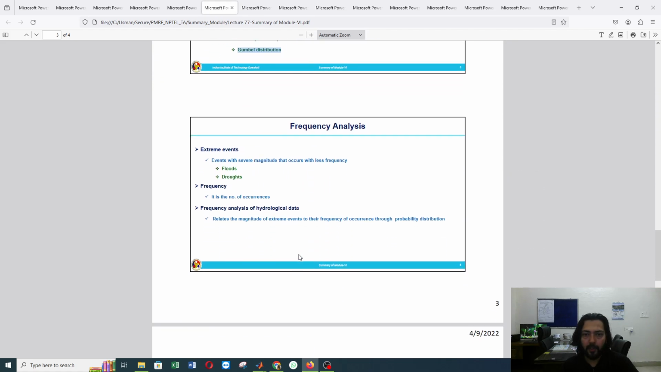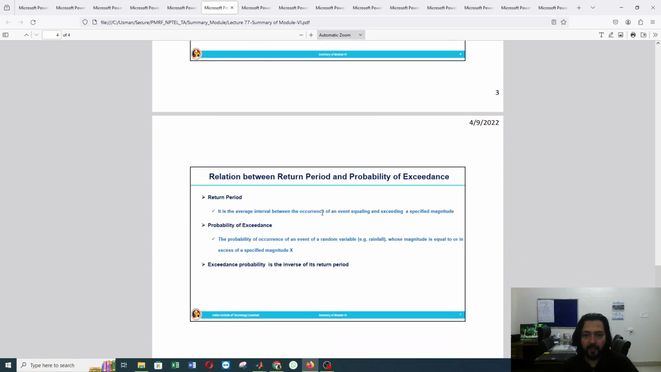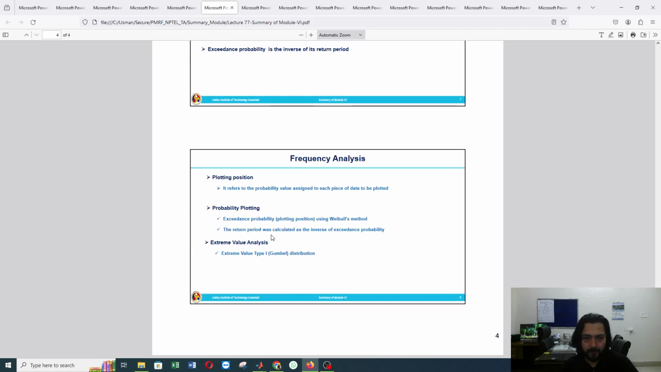Then comes the most important topic from this module, that is frequency analysis, right? Frequency analysis gives the relationship between the magnitude of extreme events and their frequency of occurrence through a probability distribution, right? Then we have seen the relationship between return period and probability of exceedance. Then we have seen how we can perform frequency analysis, right? So there are two ways. The first way is by using probability plotting, and the other approach was using Gumbel. So we have seen numericals based on both methods.